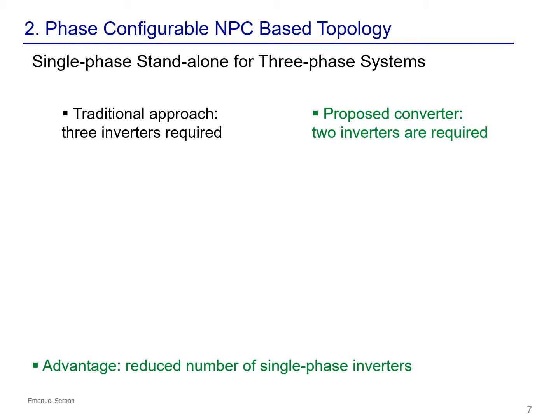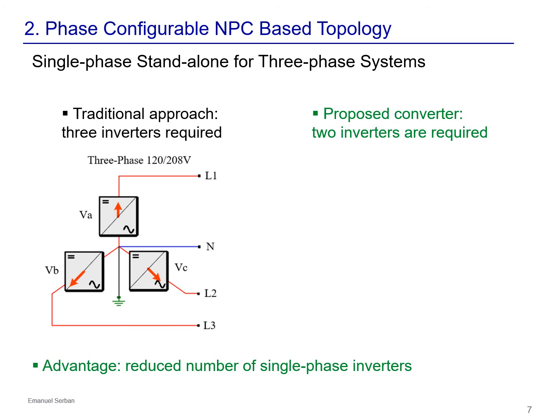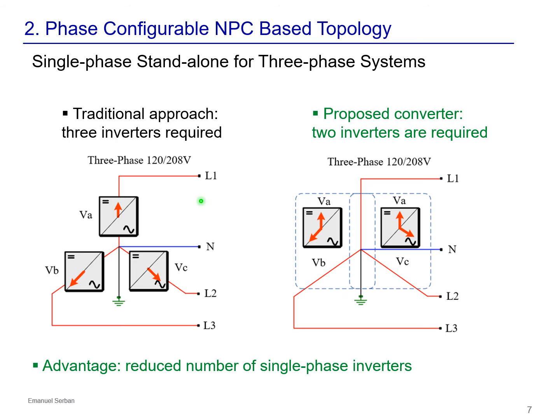In the traditional systems, the single-phase standalone topology requires three standalone inverters, one for each phase, in order to form a three-phase system. With the proposed design, only two converters are necessary for a three-phase system, therefore reducing the number of single-phase converters. This advantage is due to the fact that the converter is designed with two-vector control.